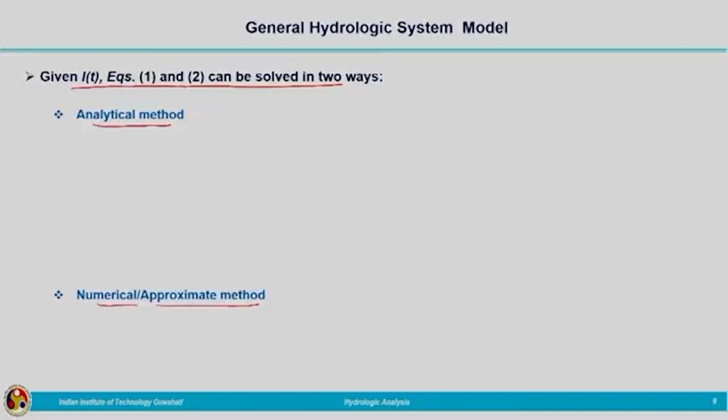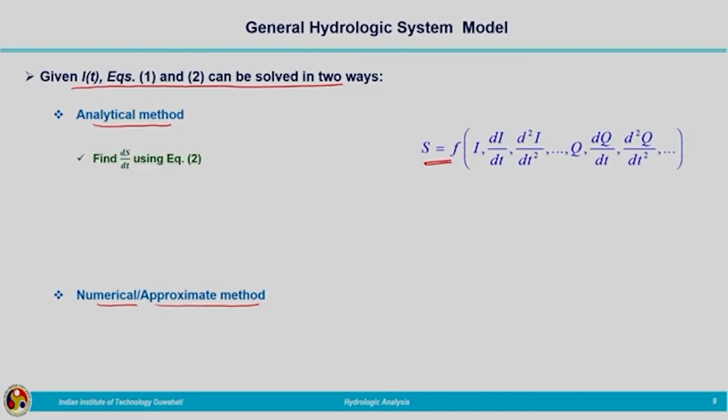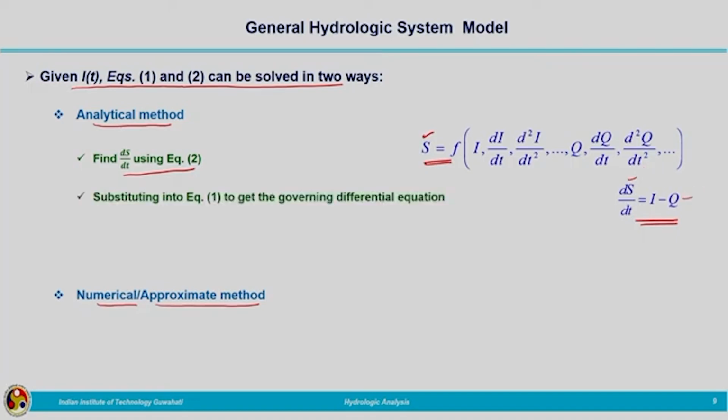In the analytical method, this is our equation representing the storage function S. We can find out dS/dt using equation 2. That is, dS/dt is equal to I minus Q, the difference between inflow and outflow. So from this equation we will find dS/dt and substitute it into this particular equation. So the method we are using here is substitution, substituting into equation 1 to get the governing differential equation.